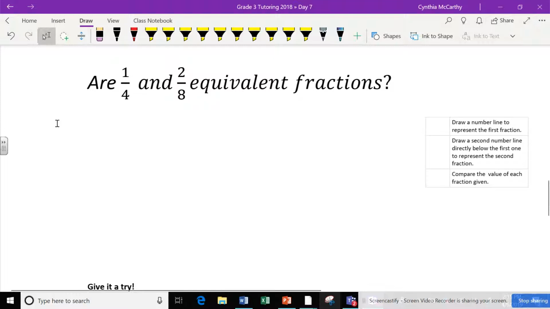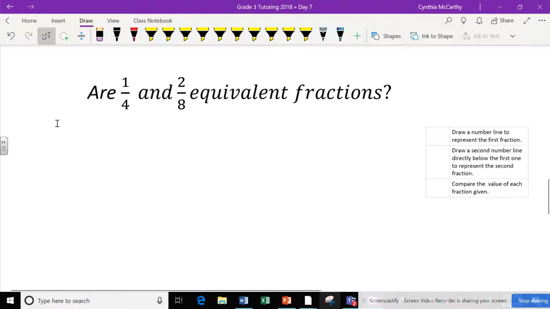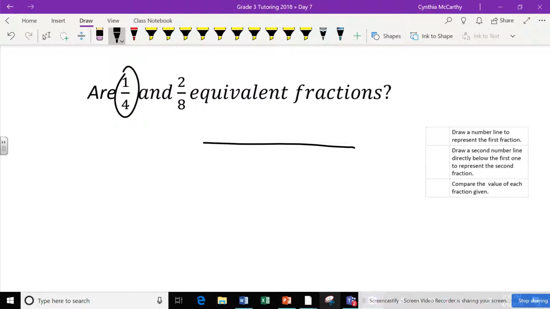You might also be asked to determine if fractions are equivalent, and they might ask you to draw your own number line. This question says, are 1/4 and 2/8 equivalent fractions? I'm not given a number line, I'm not given a fraction bar, so I need to draw something to figure this out. I have some steps over here on the right for you to follow. Step 1 says, draw a number line to represent the first fraction. Well, my first fraction is 1/4, so I'm going to go ahead and draw my number line to represent 1/4.